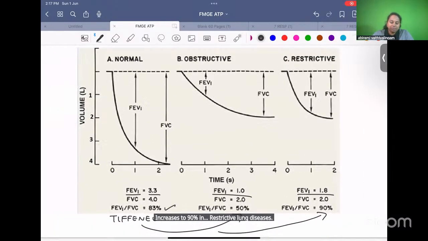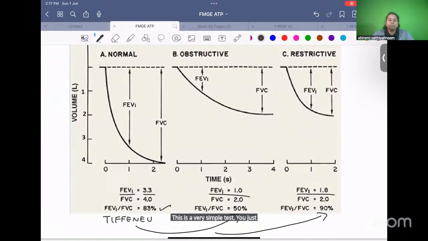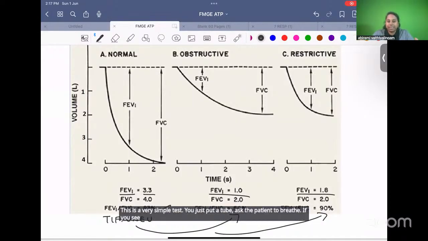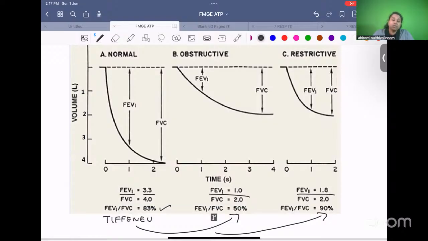This is a very simple test. You just put a tube, ask the patient to breathe. If you see the Tiffeneau index is 83%, normal. If it falls to 50%, obstructive disease. If it increases to 90%, you will diagnose restrictive disease.